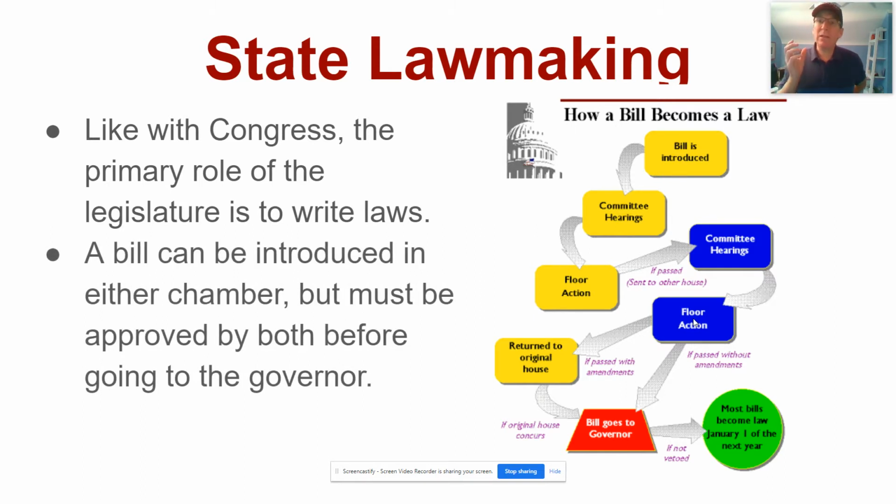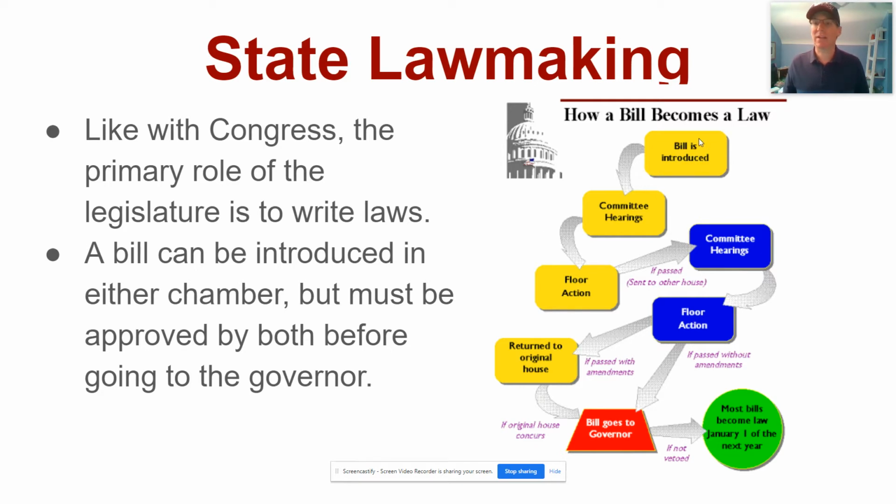Now, every law begins with a bill. Okay, and that bill can be introduced in either chamber. It can be introduced in the House or in the Senate in most states. But it does need to be approved by both chambers before it can become a law. And it does need to go to the governor and get the governor's signature to become effective.